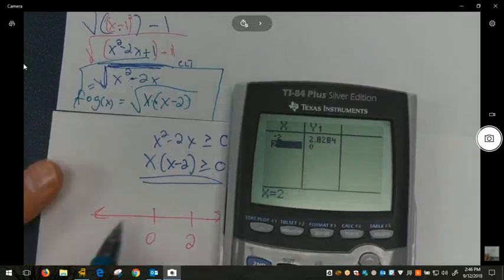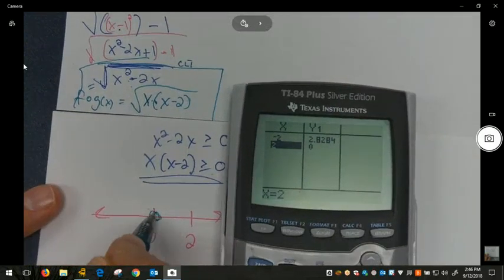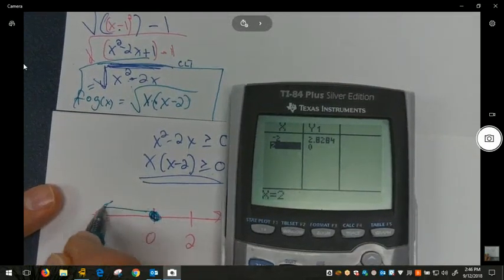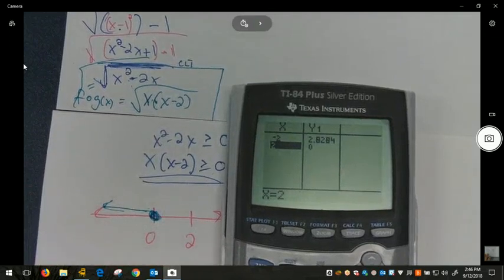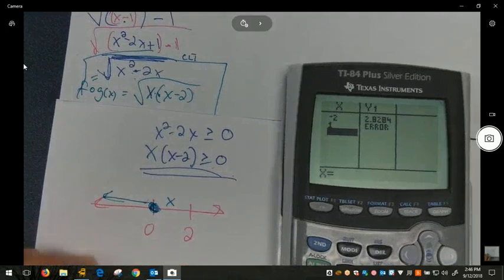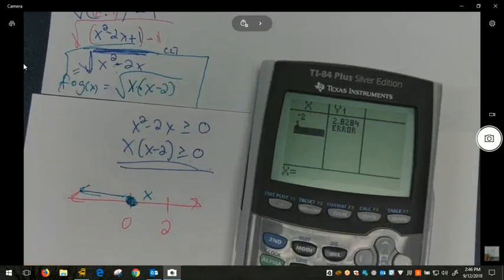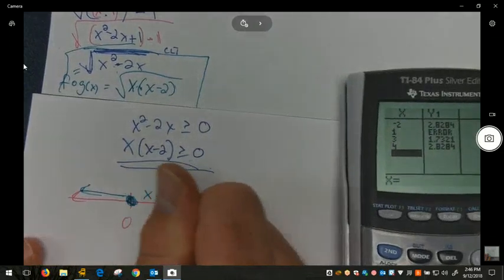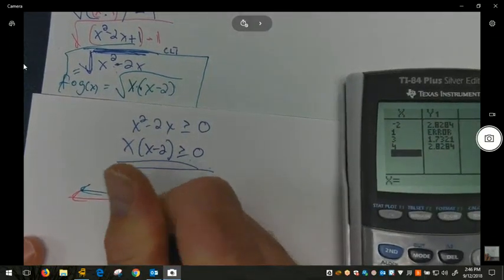So on my number line, I know that 0 works, so it's a colored in dot, and it goes this way. Between 0 and 2 is an error. So there is nothing between 0 and 2. And then from 2 on, I get values again. So it's going this way, and 2 is solid.